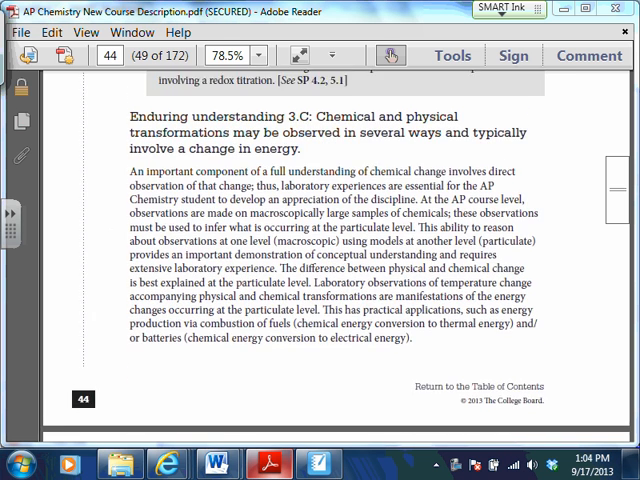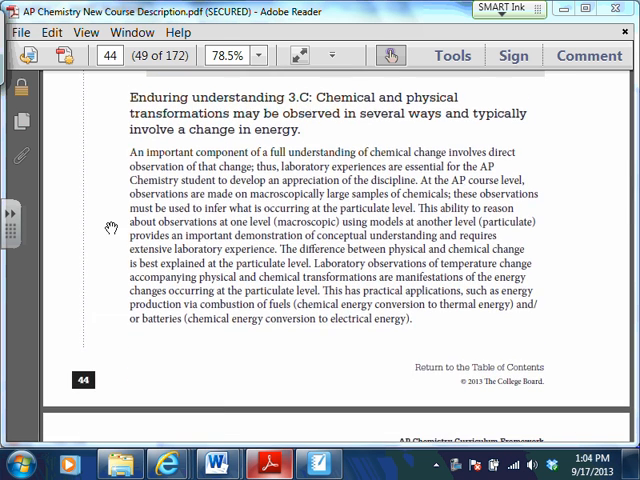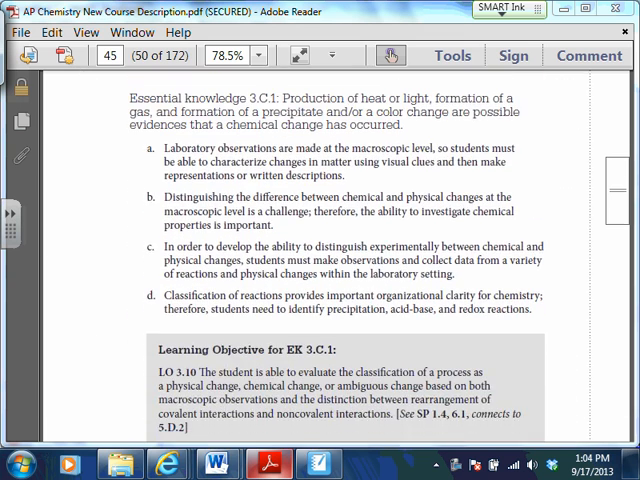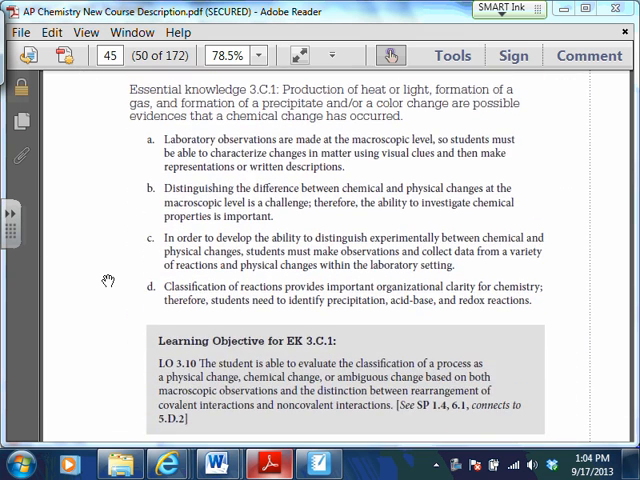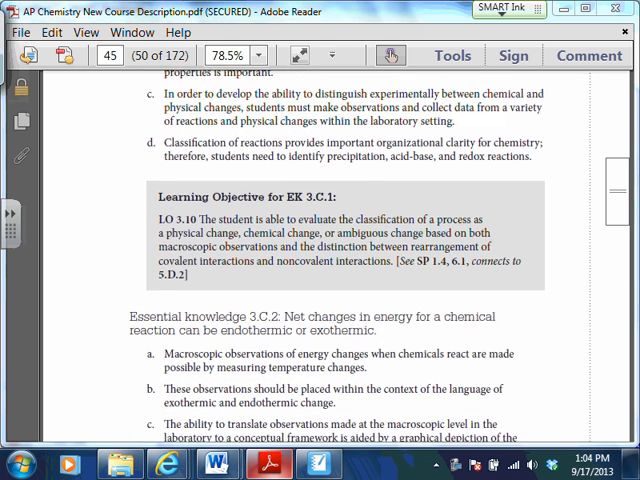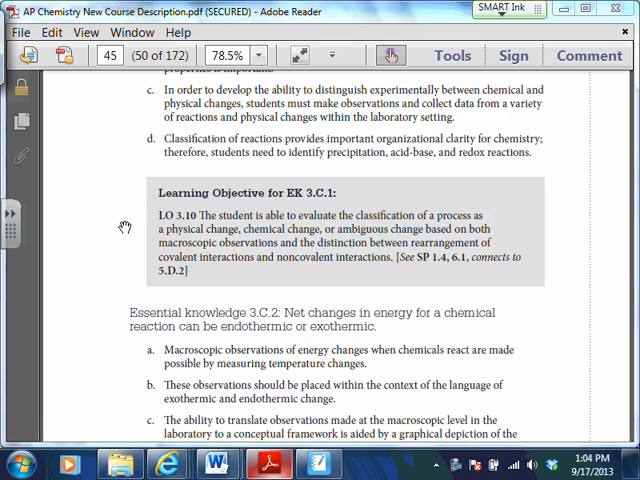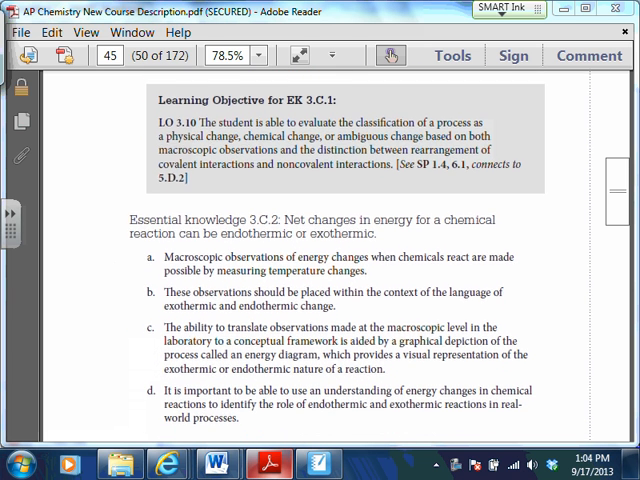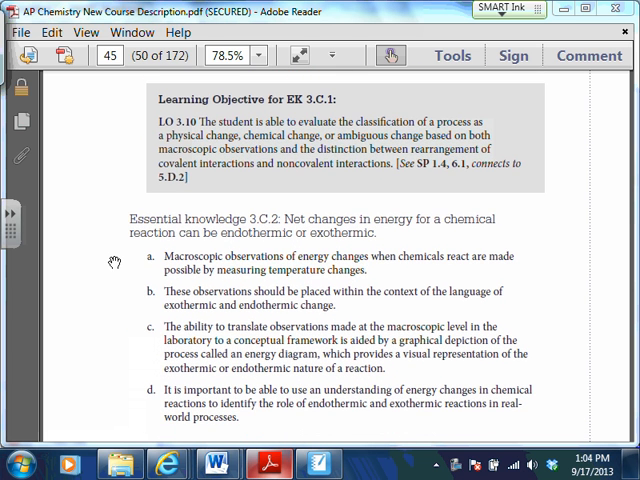3C involves a change in energy, 3C1 and 3C1D. Production of heat, light, formation of a gas, formation of a precipitate, and/or a color change. Well, that's not really relevant to what we're talking about. It just mentions redox reactions, so I think that's why I put that one in there. And then we already talked about physical versus chemical or ambiguous. So we may talk about that a little bit more. I don't really have a lot else to say about that. I'm not sure exactly why I included that one here. Maybe I just didn't know where else to put it.